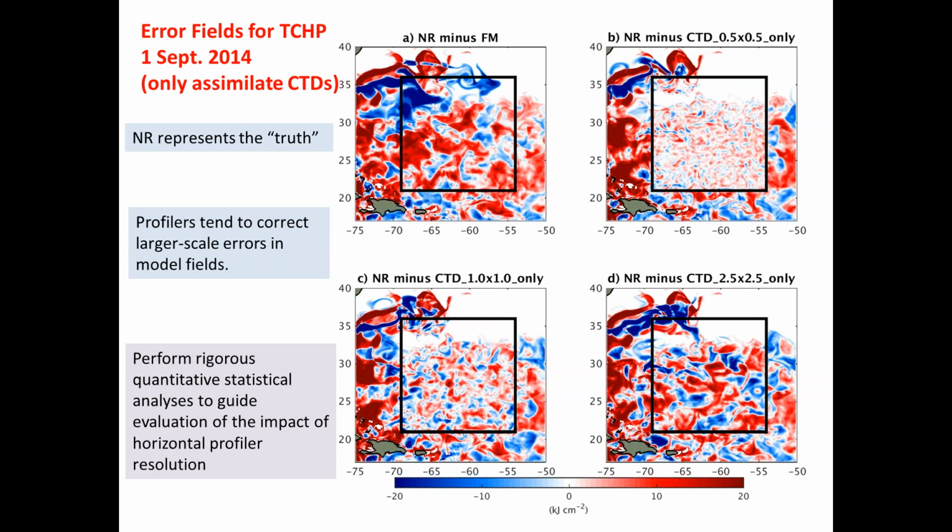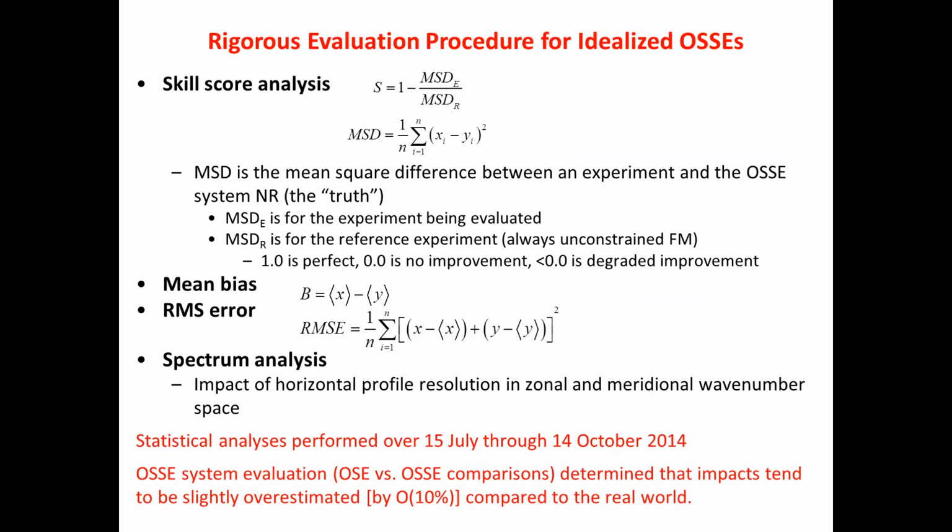Now, to perform rigorous statistical analyses, I'll move on to that now. I'll look at several different statistical analyses here. The Brier skill score is shown, which is based on the mean square difference, as shown. The skill score is given by 1 minus MSD sub E over MSD sub R, where E is the experiment being evaluated and R is the reference experiment, which will always be the unconstrained forecast model in this case. So a skill score of 1.0 is perfect, 0 is no improvement, less than 0 is degraded.